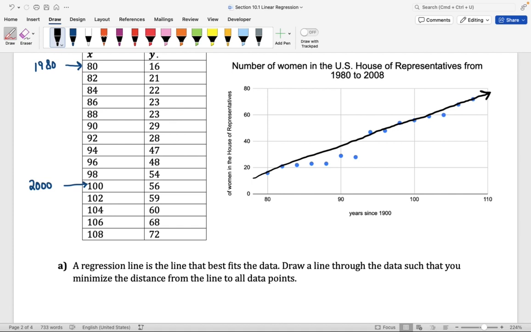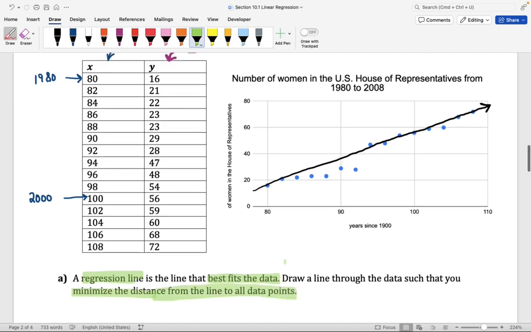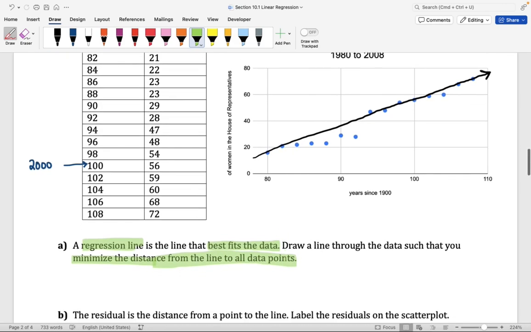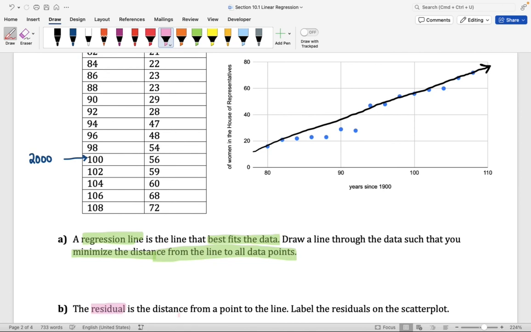Okay? So again, something to highlight here is that the regression line is going to be the best fit for the data. The best fit for the data is going to be the line that is going to minimize the distance from the line to all the data points. Now, we have something called the residuals. The residual is a distance from a point to the line. For each of the points that we have on the scatter plot, we can go ahead and label the residuals. And so it might be hard to do this for every point, but let me just go ahead and do it for the point here at X equal to 80.